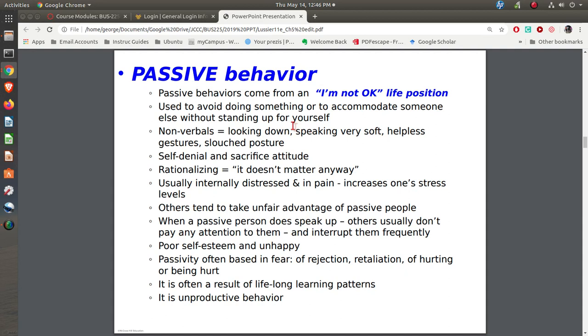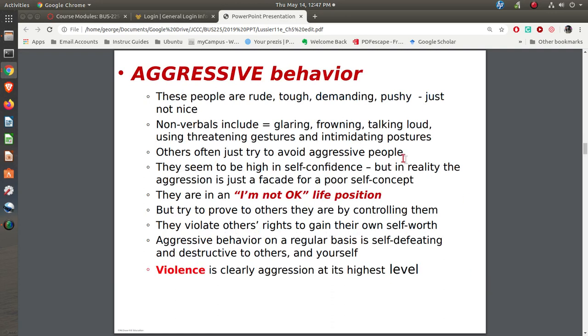Passive behavior is basically saying, okay, I'm not okay as far as your life position. You think about the nonverbals, looking down, speaking softly, poor self-esteem, unhappy, things like this. It's very unproductive behavior. You have aggressive behavior, being rude, tough, demanding, and pushy. Again, it's coming from a not okay, I'm not okay life position, but you're trying to prove to others that you are okay by controlling them. Violating other people's rights in order to validate their own self-worth, things like this.